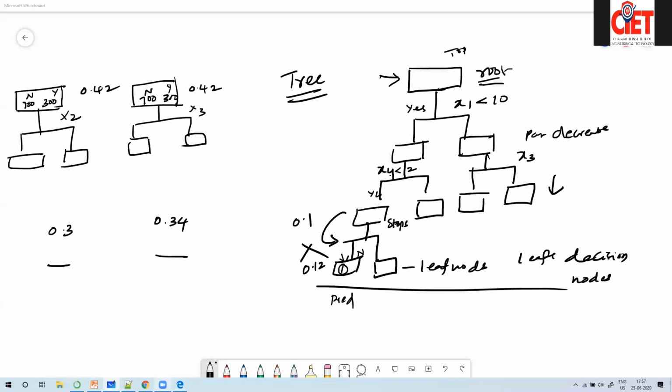This, and we continue with the clustering slightly later. I know that's a lot of information over there.